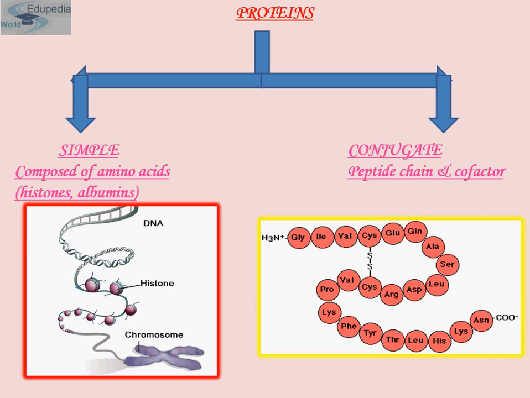Proteins may be classified as simple proteins and conjugated proteins. A simple protein is composed of amino acids, the building blocks of protein. So they are simple amino acids. Examples are histones and albumin. This is the representation of a simple protein. Whereas a conjugated protein is formed from the combination of a peptide chain and a cofactor. Remember, a peptide chain in combination with a cofactor.